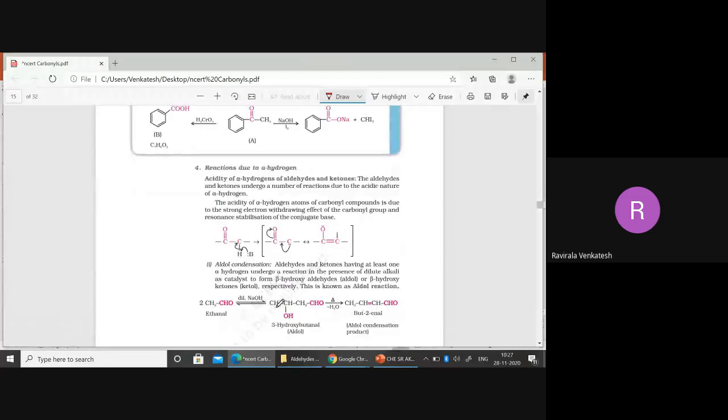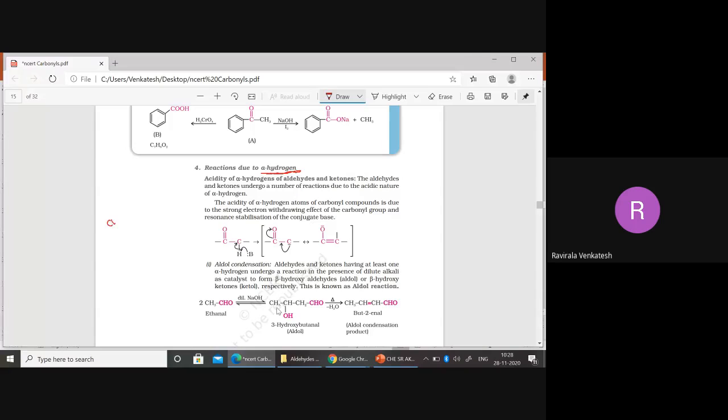Reactions happen because of alpha hydrogen. When you have an alpha hydrogen, some types of reactions take place. What are they? So what happens if you have an alpha hydrogen?